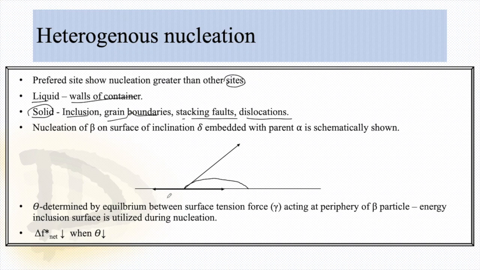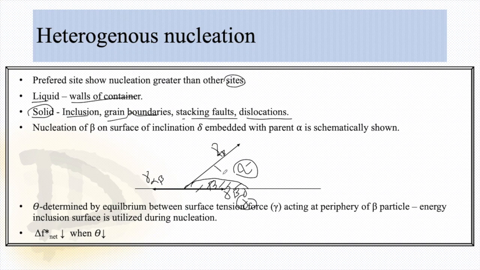So as shown by the figure, let's consider this as the beta phase, this the alpha phase, and that's the delta phase. There is a tension force between the phases. The nucleation of beta on the surface of delta with parent alpha is schematically shown.